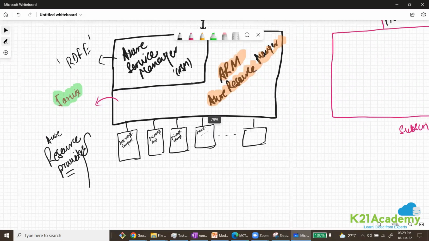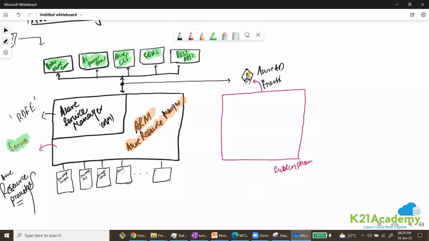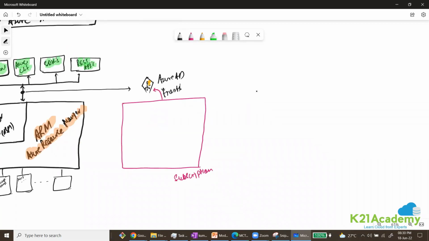Basically, resource providers are the ones who are going to provide the resources, and who is going to request those resources? The user is going to request those resources. To whom? To the ARM portal. Where will those resources get created? They will be created inside a subscription. But there is one more abstraction layer below the subscription. What is this abstraction layer below the subscription?